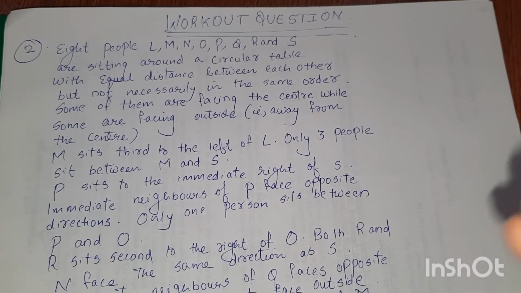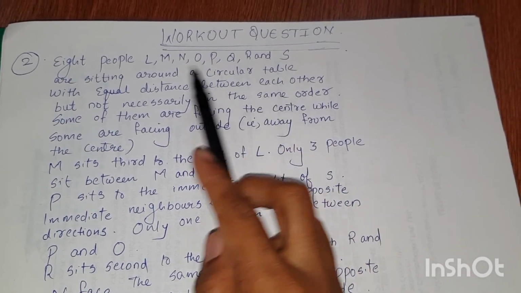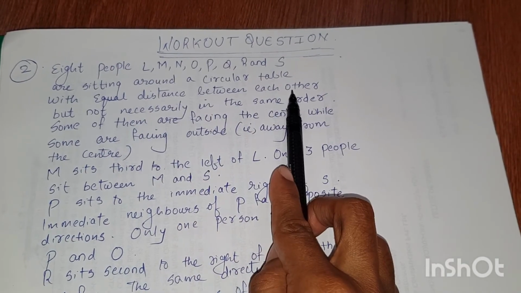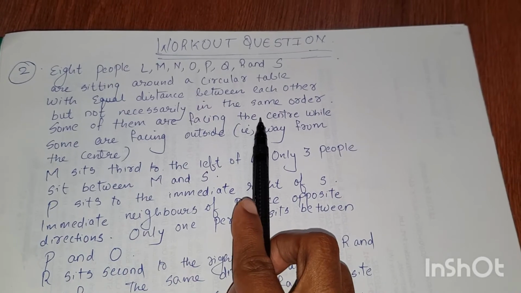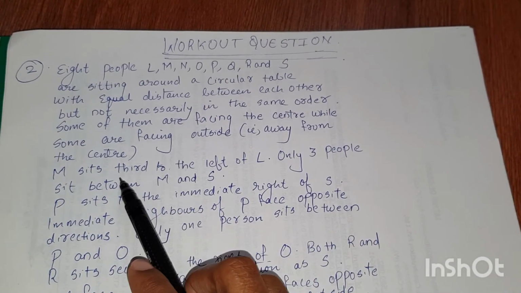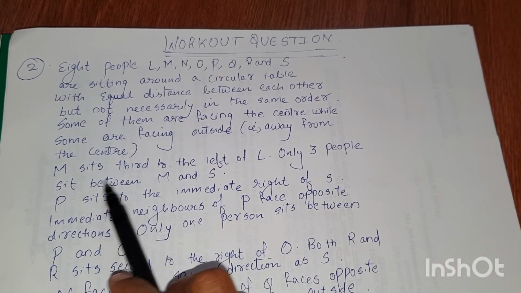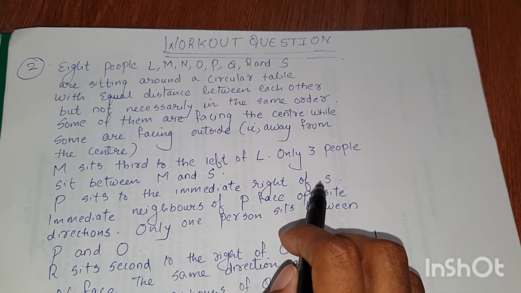Second workout question, 8 people L, M, N, O, P, Q, R and S are sitting around a circular table with equal distance between each other, but not necessarily in the same order. Some of them are facing the center while some are facing outside, that is away from the center. M sits third to the left of L. Only 3 people sit between M and S. P sits to the immediate right of S.